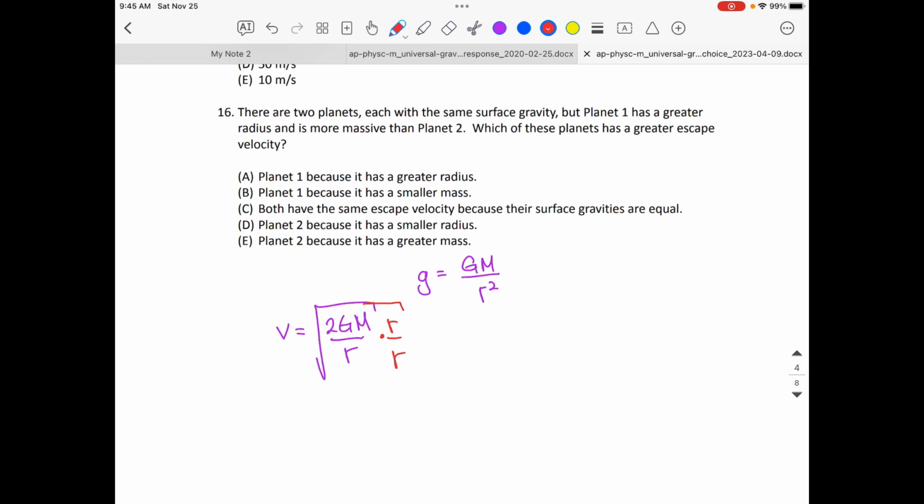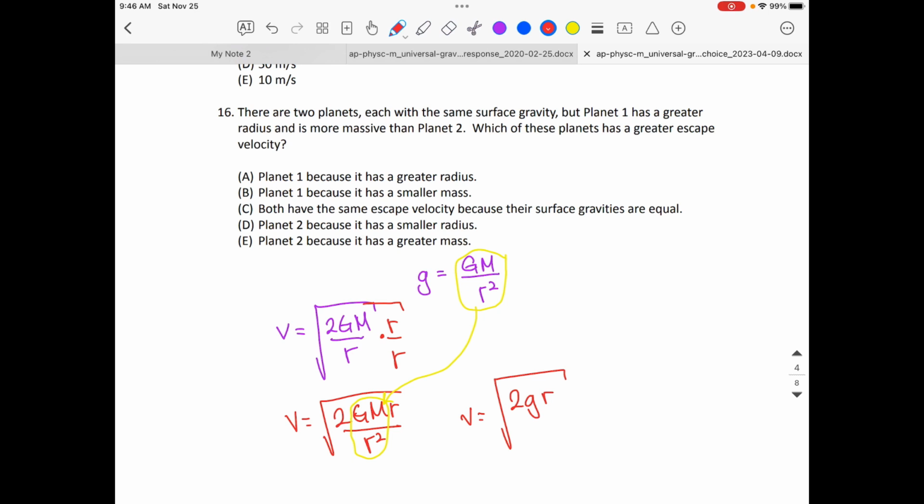So I end up with v is equal to the square root of 2GMr over r squared. Now, that doesn't change the problem at all, but what it does do is it allows us to plug in the fact that this gravity is the same for both planets. So if I plug in the g, then I can see that the velocity is equal to the square root of 2gr.